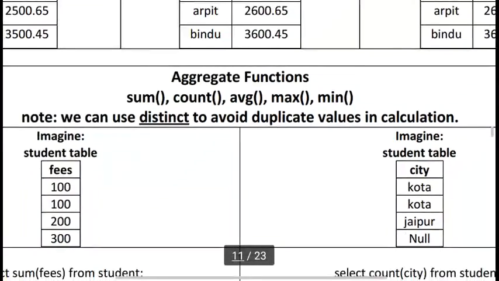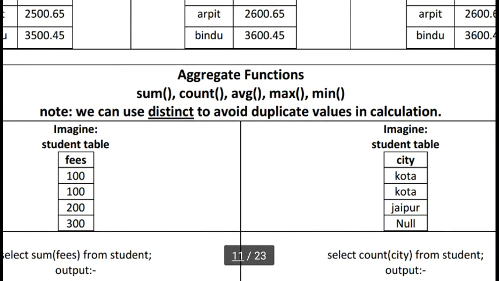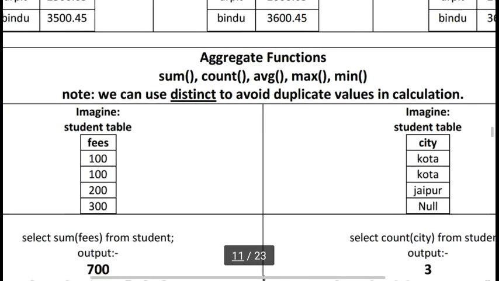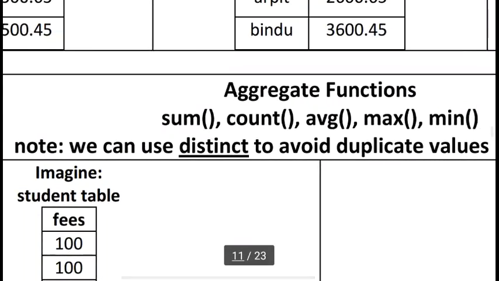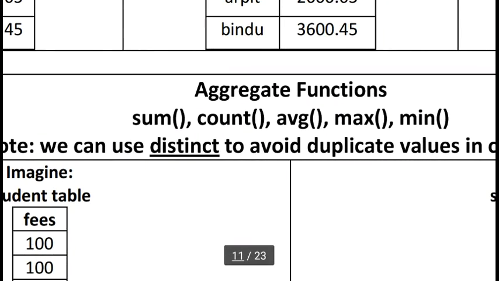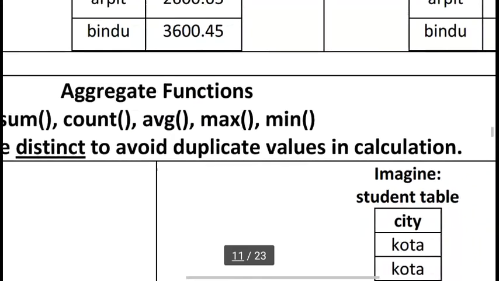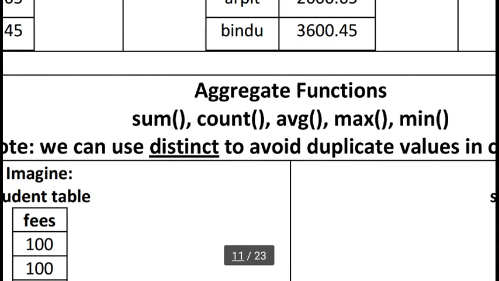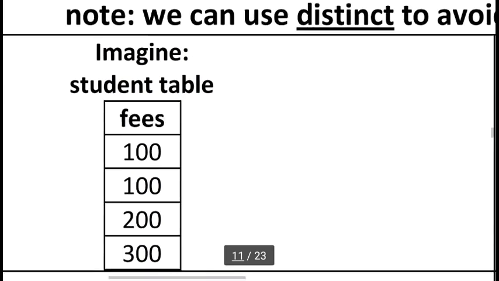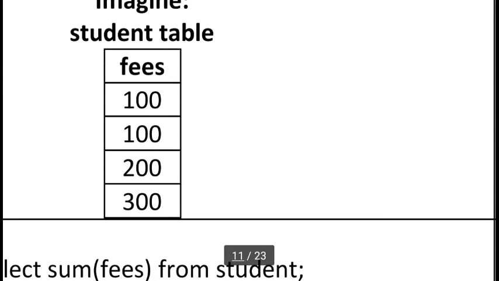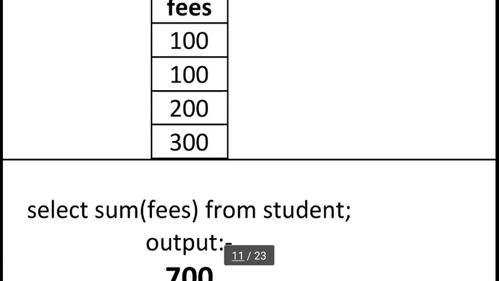Now suppose we have aggregate functions. Aggregate functions mean sum, count, average, max and min. The new thing is we can use DISTINCT to avoid duplicate values in calculation, so the same value will not be calculated. Suppose we have a simple student table with only one column, fees: 100, 100, 200, 300.